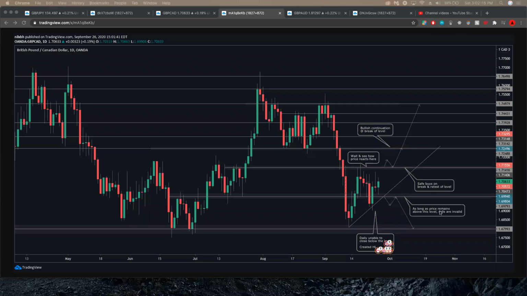Welcome to GBPCAD analysis for the first week of October. We'll be going over two scenarios. The first one we'll go over is a bullish scenario. Currently, we're ranging within these two levels right here.